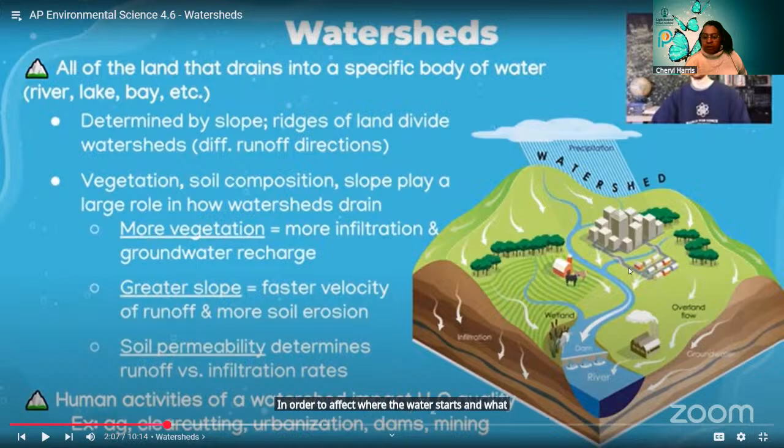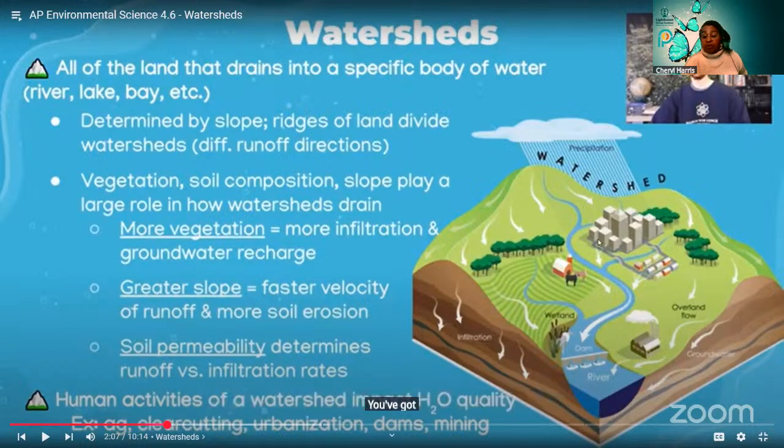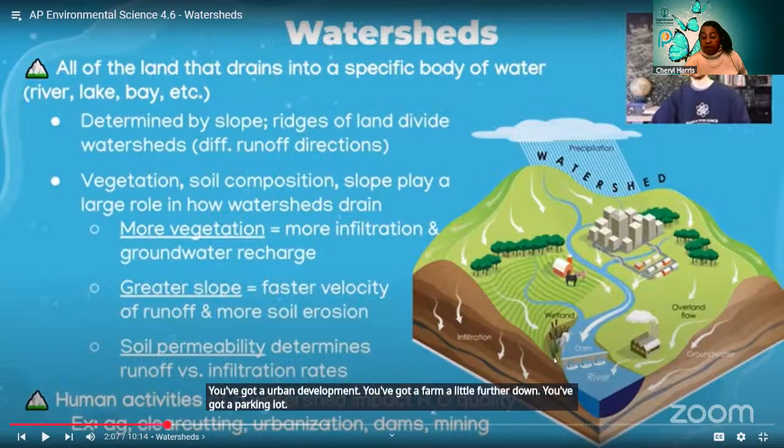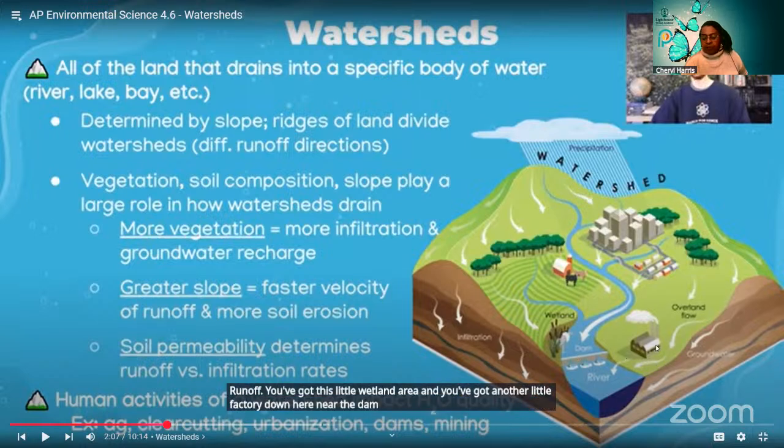Because if you're looking at this picture, at the top of the stream you've got urban development, a farm a little further down, parking lot runoff, this little wetland area, and another little factory down here near the dam. That's not really a factory, but the power plant that's running the dam.